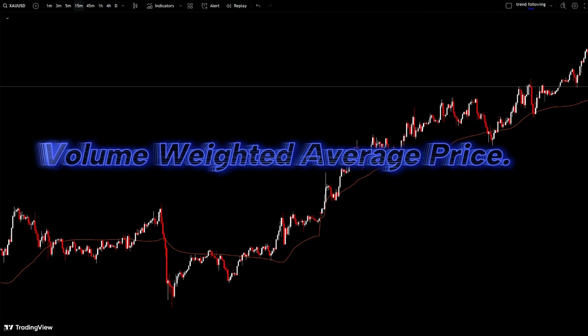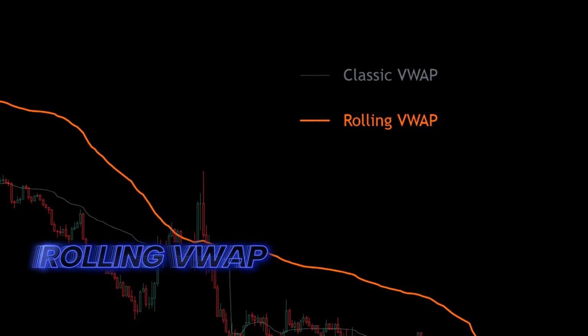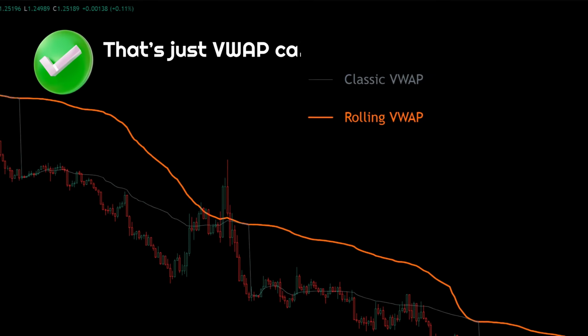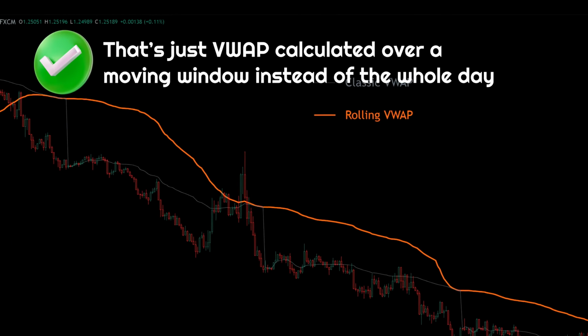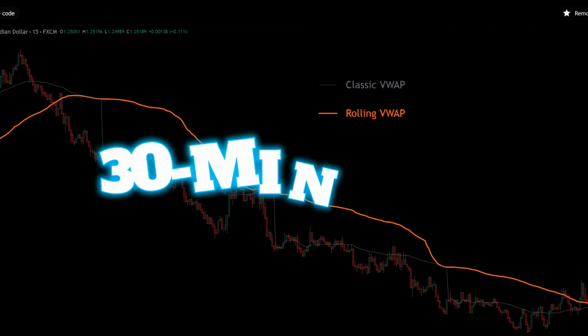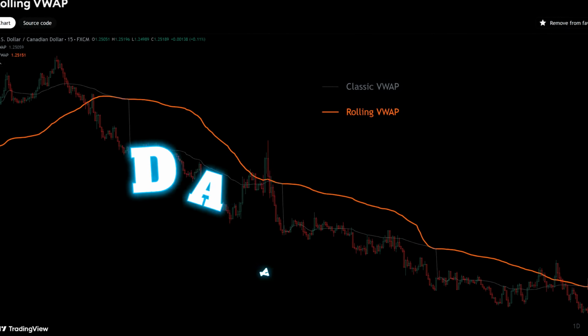VWAP stands for Volume Weighted Average Price. Rolling VWAP is just VWAP calculated over a moving window instead of the whole day. It could be the last 30 minutes, an hour, or even several days.